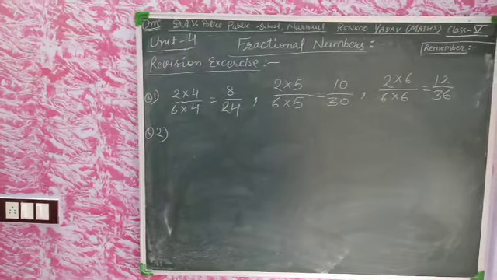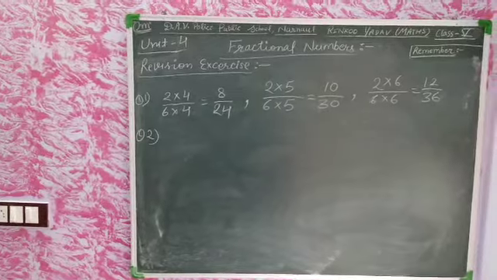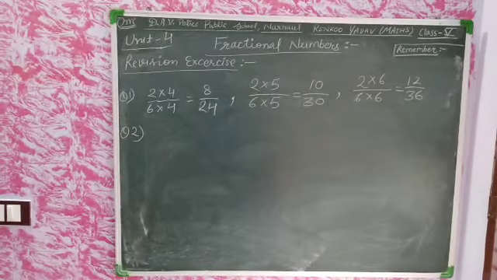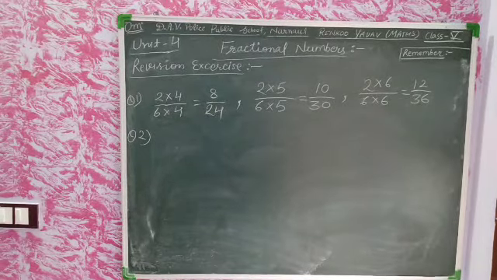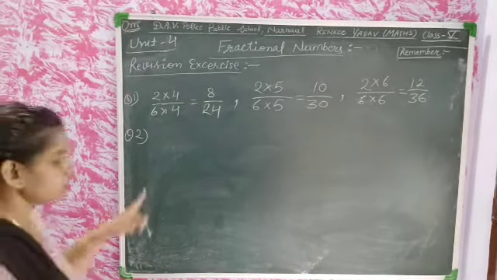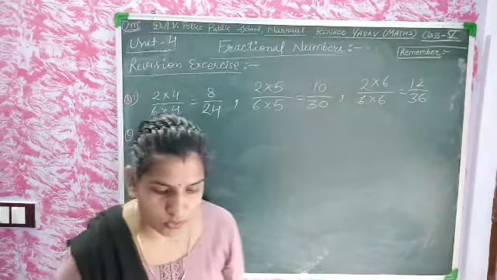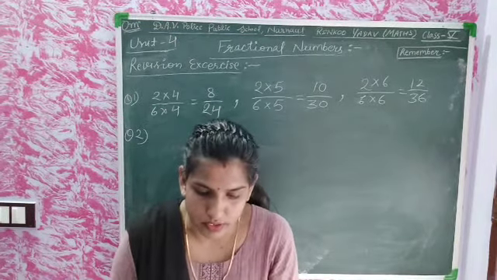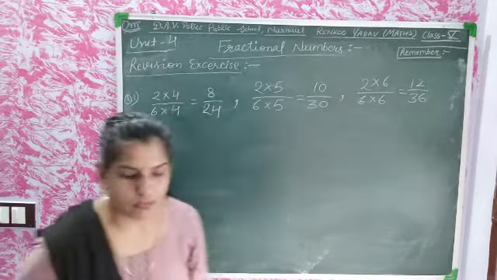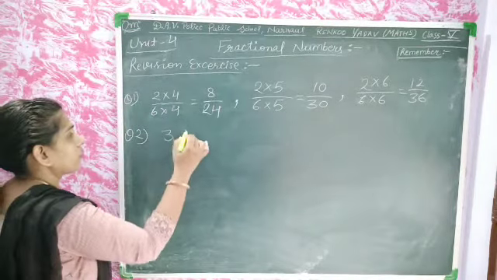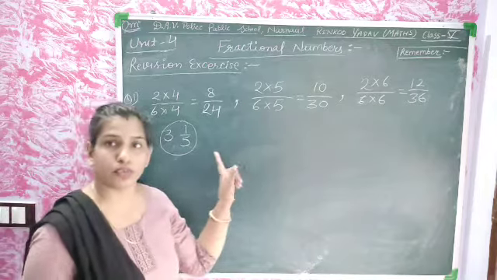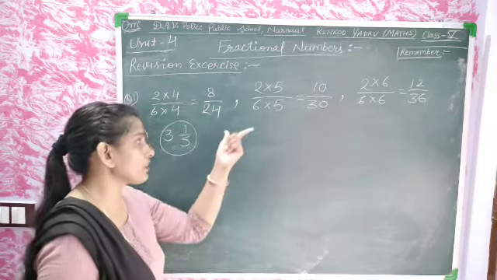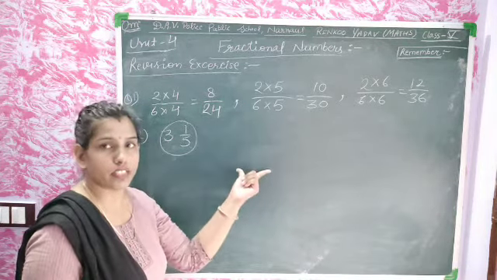Now we will do the next question, that is question number 2: convert the following into improper fractions. There is the number 3 and 1 by 5. This is a mixed number and we have to convert it into an improper fraction. Improper fraction means the numerator is greater than the denominator.